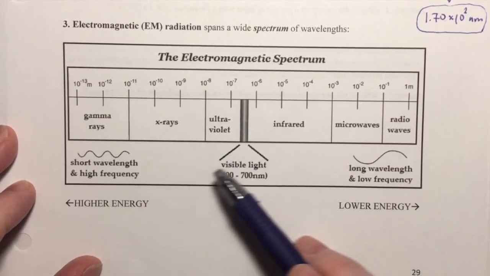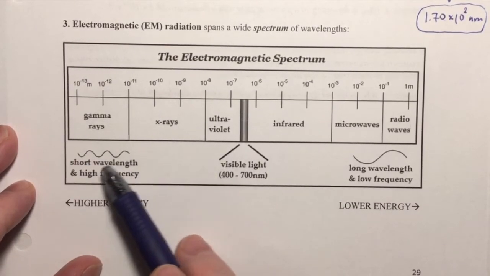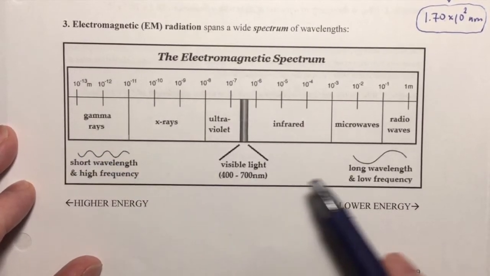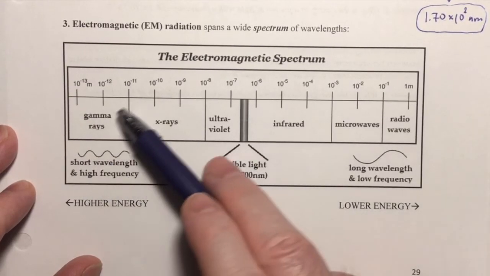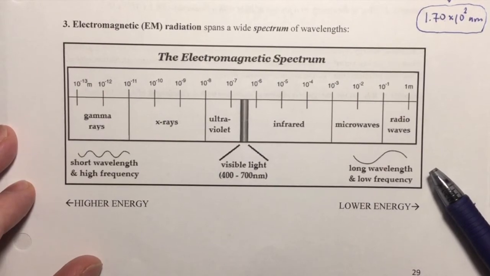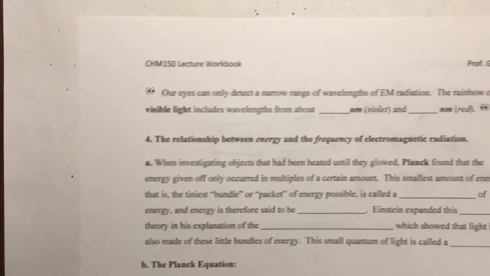Now you may see this spectrum flipped, where it has the long wavelength and low frequency on the left, and the short wavelength and the high frequency on the right. And that's okay, they're just two different ways of representing the same information. One quick follow-up, just to fill in some gaps on the next page.